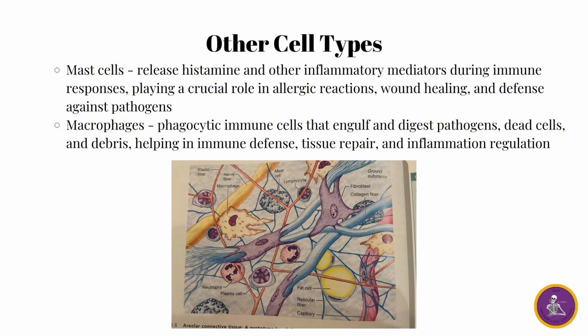Mast cells are loaded with histamine and other inflammatory chemicals and are central to allergic reactions. They also play a key role in tissue repair. Macrophages are large phagocytic cells that consume dead cells and pathogens. They're essential for tissue maintenance and immune surveillance. In wounds, they clean up damaged tissue and orchestrate the healing response.